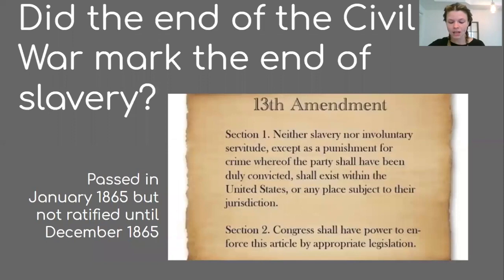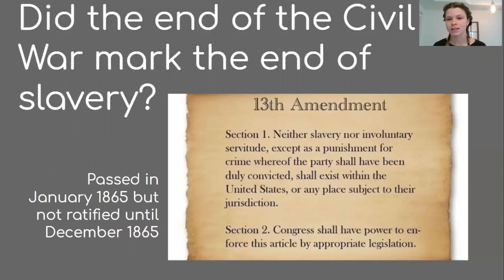Okay, here is probably the most important question of the lesson. Did the end of the Civil War mark the end of slavery? The quick answer is no. The long answer is, let's look at the 13th Amendment. The 13th Amendment was passed in January 1865, which is technically before Lee surrenders, but it's not ratified until December 1865, which is after Lee surrenders.